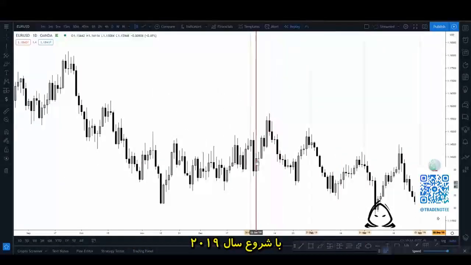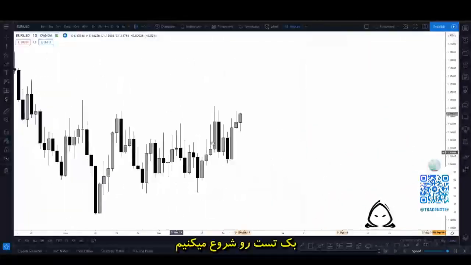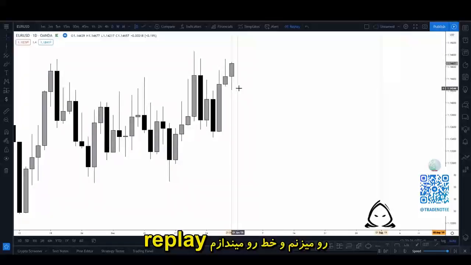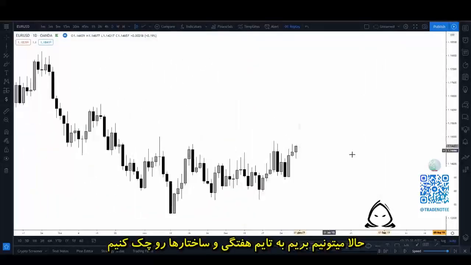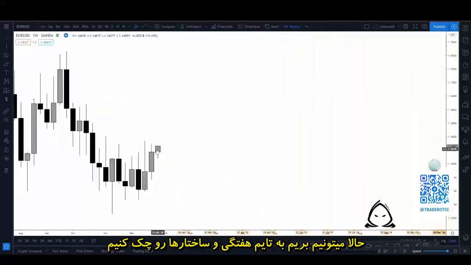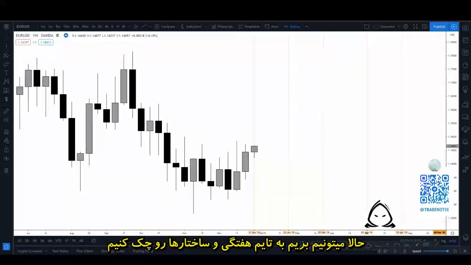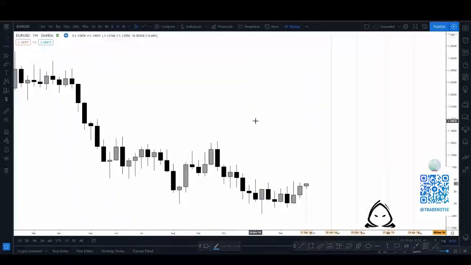So like I said, we're going to start with the beginning of 2019. So I will hit replay and essentially just drop the line down, and we'll get rid of that line there. Perfect. So now what we can do is navigate back up to the weekly chart, and we can just take a look overall at what structure is showing us first and foremost, just to get a general idea of how we are moving.